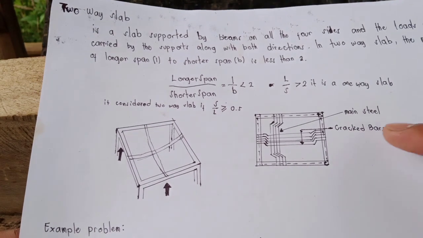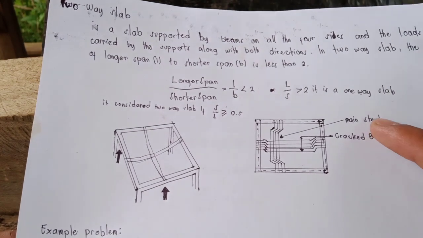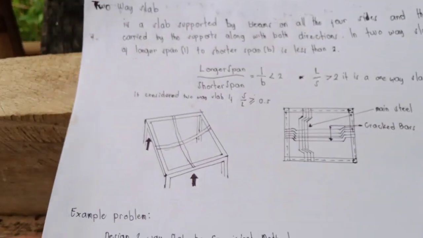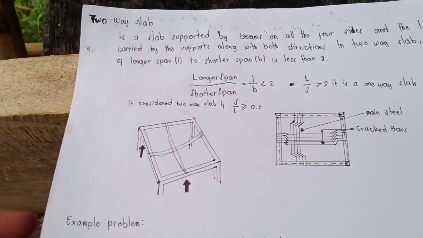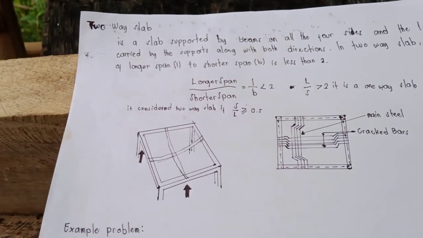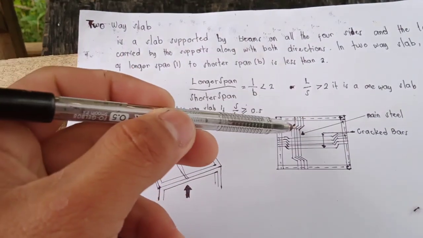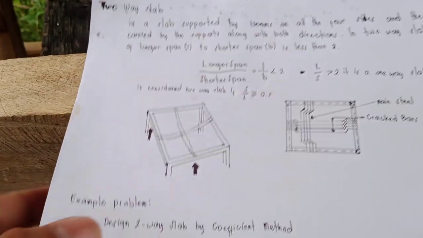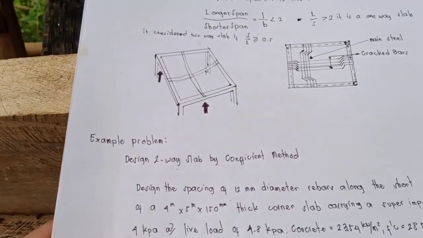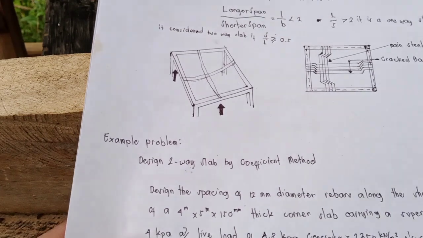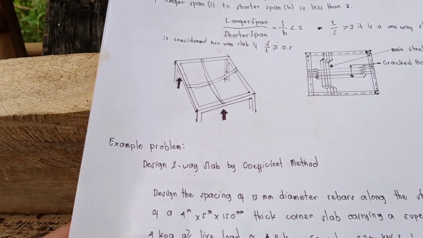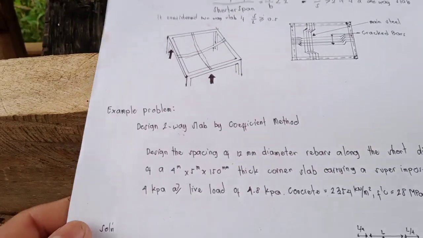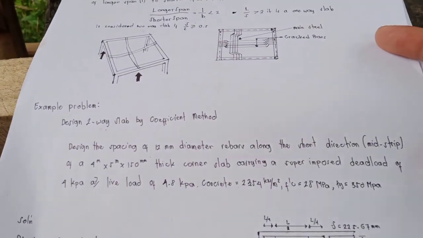So these are the pictures, and these are the rebars, the main steel. These are the reinforcements that we can see. This is a two-way slab because they have bending in both directions, so this is equal. So we have an example problem: design a two-way slab by the coefficient method. So this is our problem.